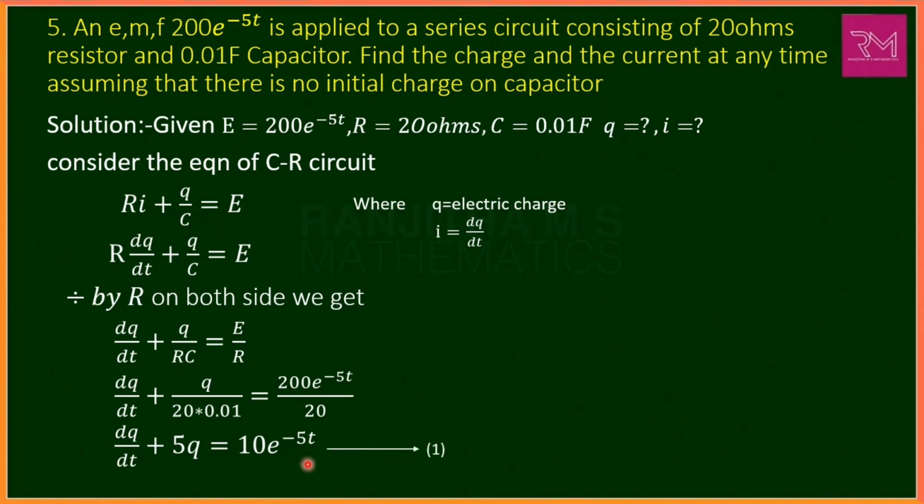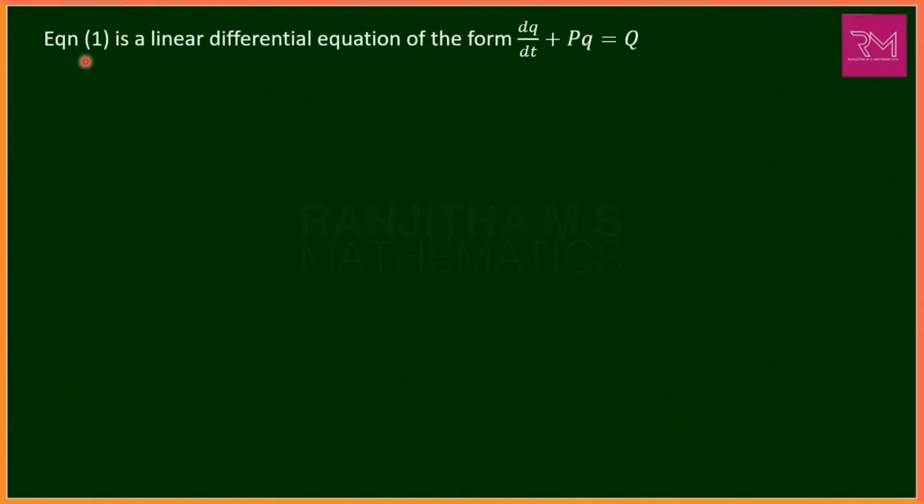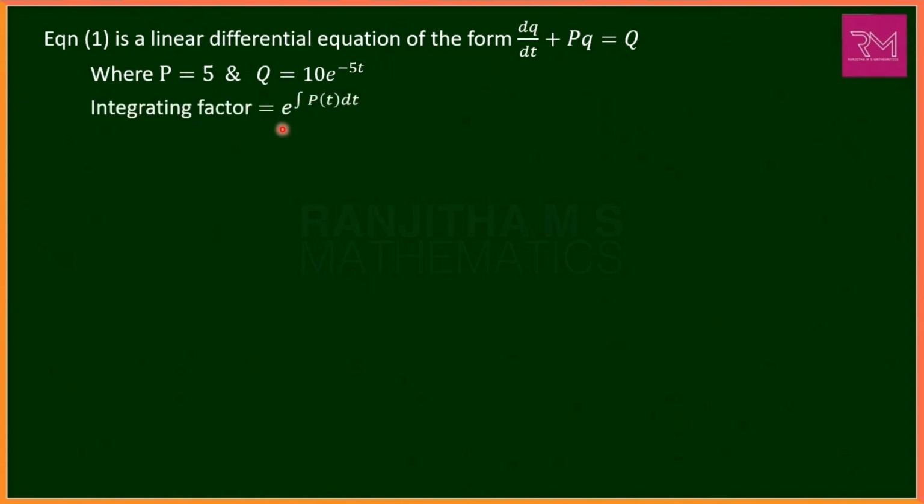Consider this as equation number 1. Equation 1 is a linear differential equation of the form dQ by dt plus P into q is equal to capital Q, where, comparing with equation 1, P value becomes 5 and Q value is 10 e to the power minus 5t. Once you obtain P and Q, next find the integrating factor, that is e to the power integral of P dt. Substitute P is 5. Here 5 is constant, take it outside the integration, and the integral of 1 dt is t. Therefore the integrating factor is e to the power 5t.